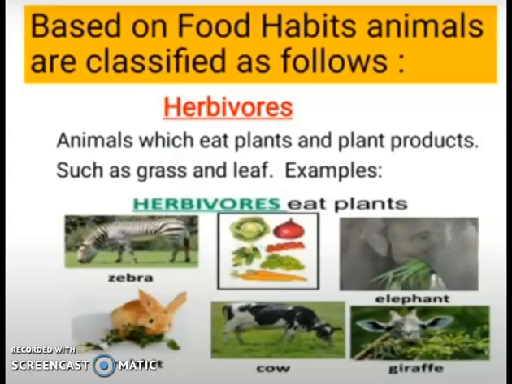Now you see, children, that different animals eat different kinds of food. They have different food habits. Shall we learn about them? Based on the food and habits, animals are classified as follows.